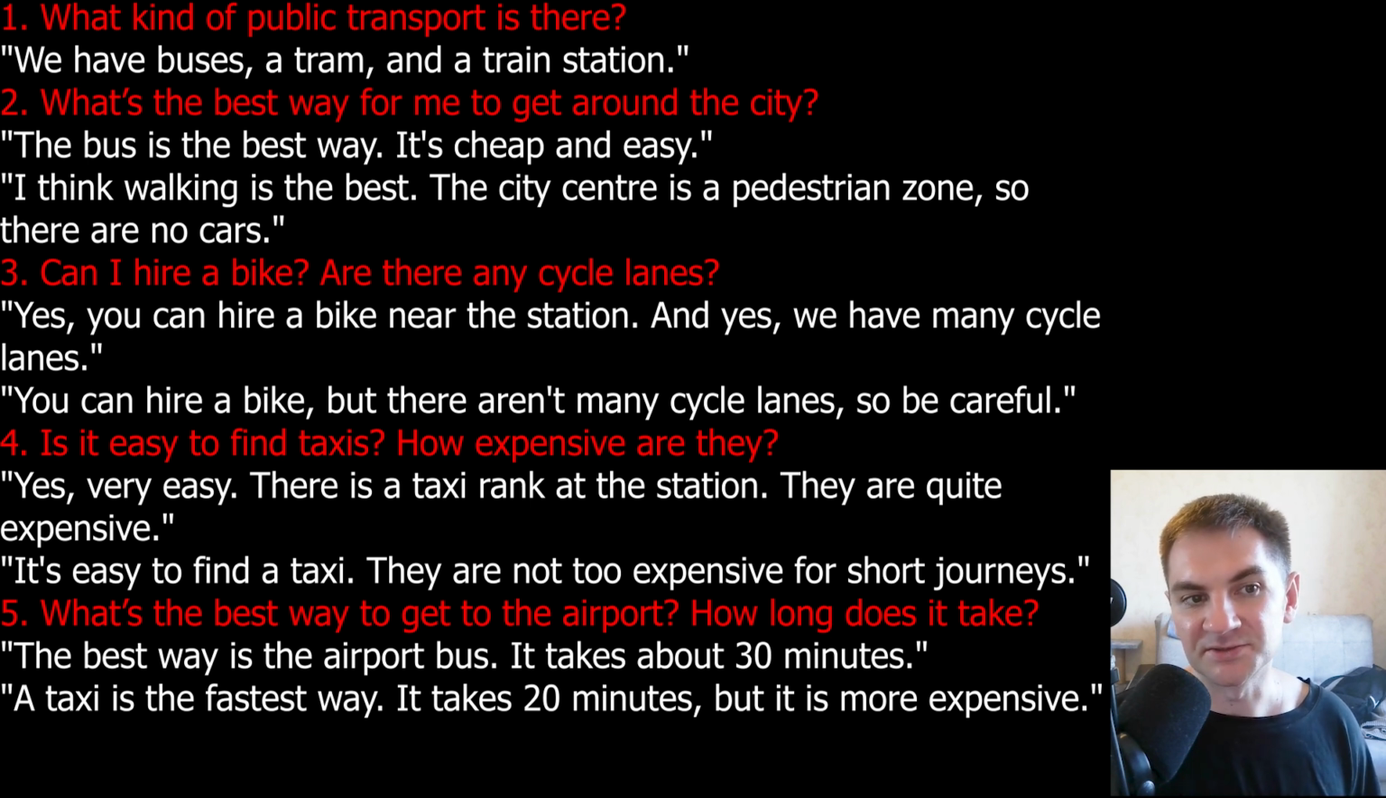What kind of public transport is there? You can say we have, and then we have buses, a tram, and a train station, and so on. Just list all things connected or related to public transport in your town or city. Number 2. What's the best way for me to get around the city? The bus is the best way, it's cheap and easy, something like that. Or I think walking is the best. The city center is a pedestrian zone, so there are no cars, or there aren't any cars.